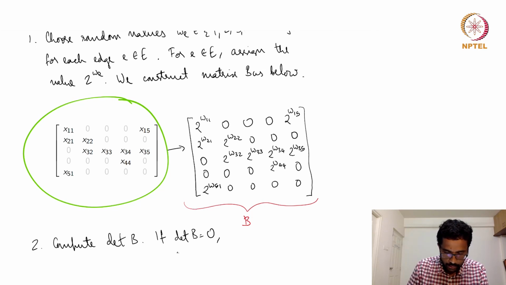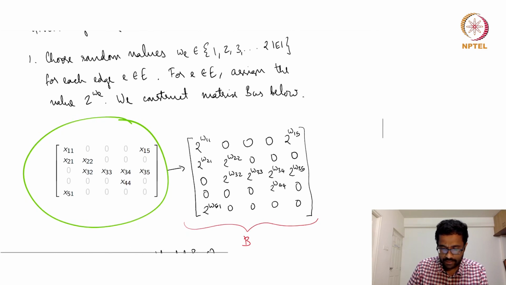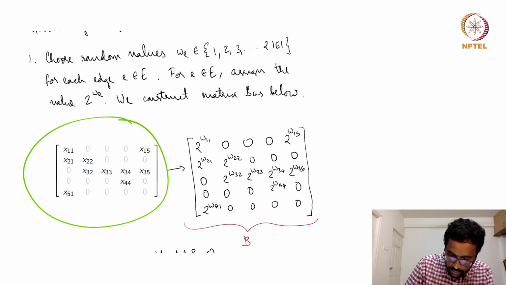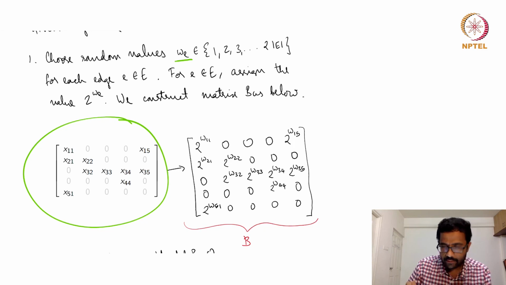Corresponding to x11, we will introduce a weight w11. Corresponding to x15, we will introduce a weight w15, and so on. Each of these entries x11, x12, etc. corresponds to certain edges. Zeros correspond to non-edges. Corresponding to each of these, we pick random weights, which I'll denote w subscript e, from the range 1, 2, 3 up to 2 times the size of E. So if there are 100 edges in the graph, we go up to the range 200: 1, 2, 3 up to 200. So twice the number of edges.